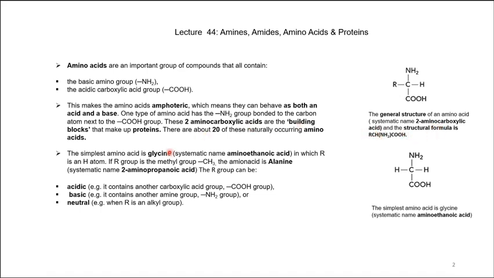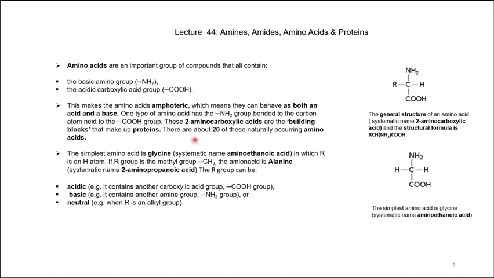And then we see these amino acids are amphoteric. What do we mean by amphoteric? That it can act both as an acid and also as a base, since it has an amine group which is acting as a base and an acid group which is acting as an acid. So these amino acids are the building blocks that make proteins.